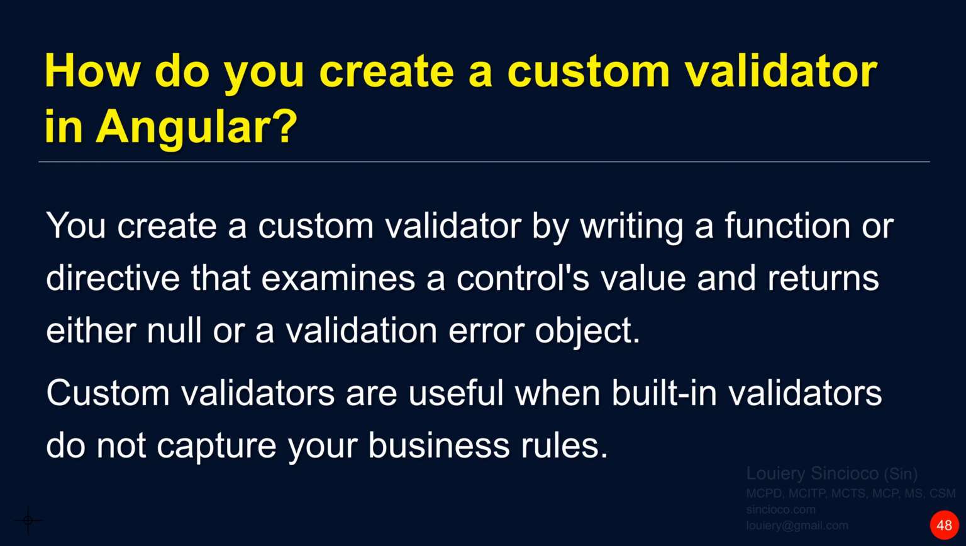How do you create a custom validator in Angular? You create a custom validator by writing a function or directive that examines a control's value and returns either null or a validation error object. Custom validators are useful when built-in validators do not capture your business rules.